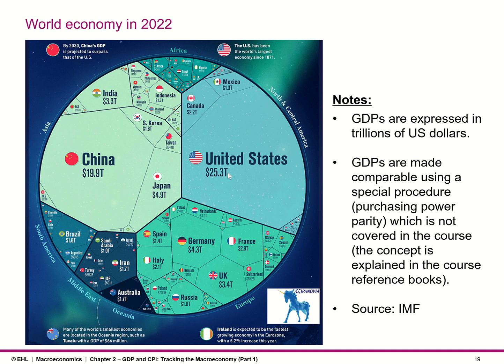So here we have the United States, still the biggest economy, and China is behind, but as is written here, by 2030, China's GDP is projected to surpass that of the US. So it's expected that within the next 10 years or less, China will be the biggest economy in the world.